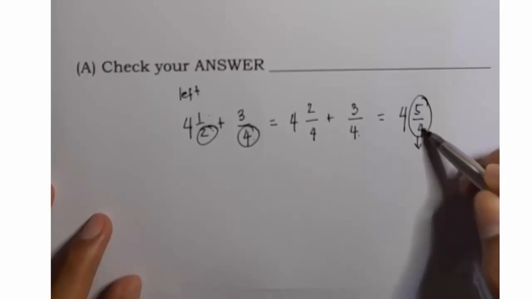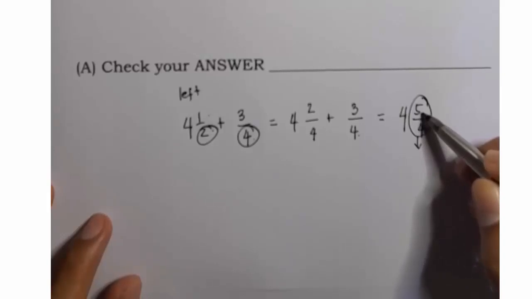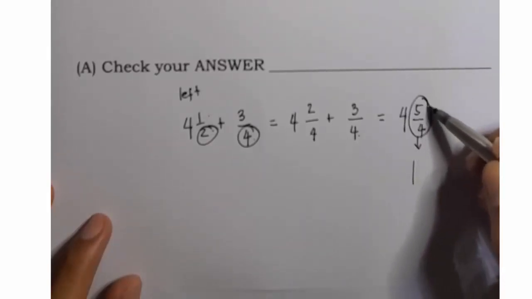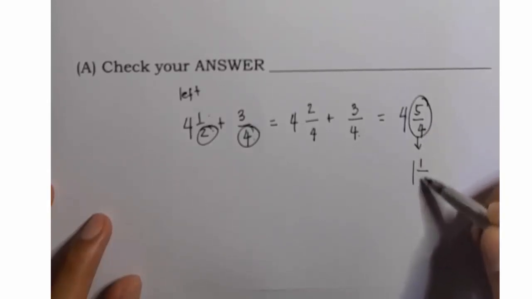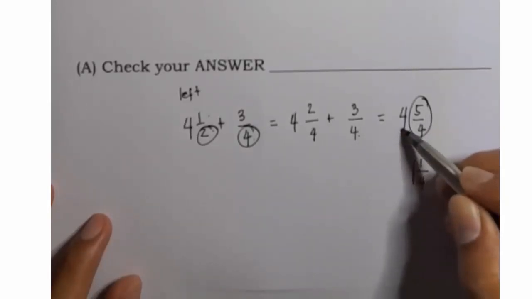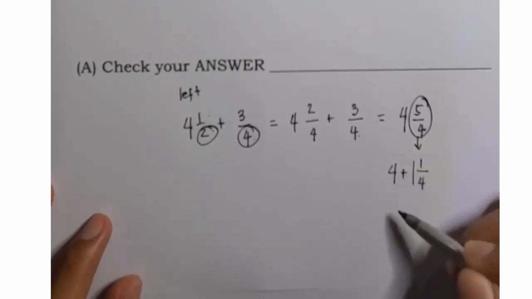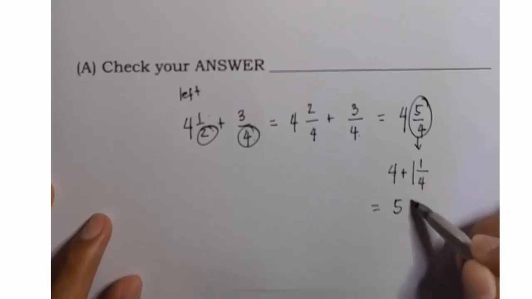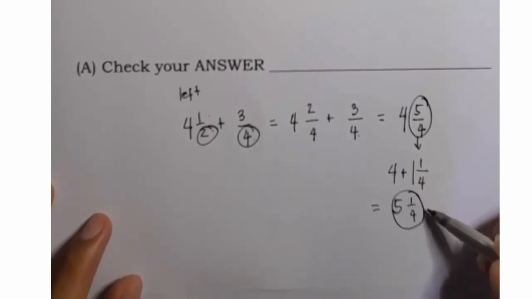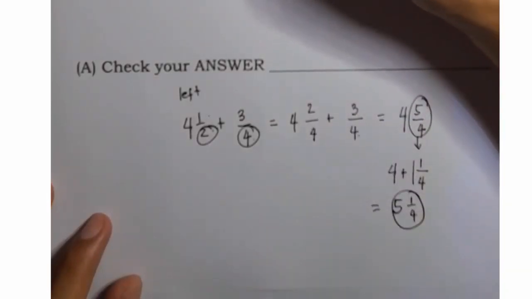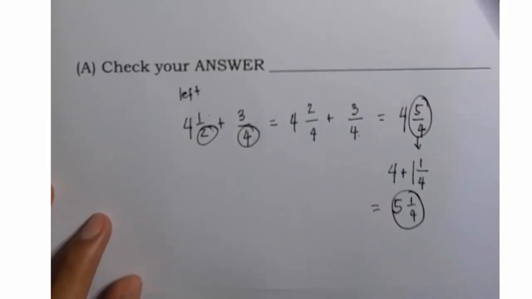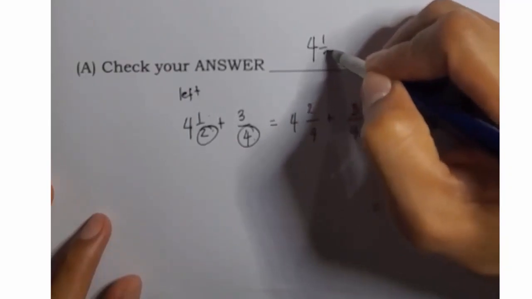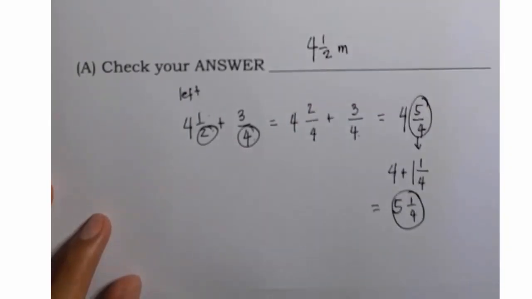5 divided by 4, ilang 4 ang makukuha para maging 5, I mean? So, that is 1. The remainder, pag binawasan natin ng 4, is 1. Then, copy 4. Then, ang whole number, idadagdag natin diyan. At yan ay magiging 4 plus 1 is 5 and 1/4. So, that gives us 5 and 1/4, which is our initial given. Therefore, the final answer is 4 and 1/2 meters.